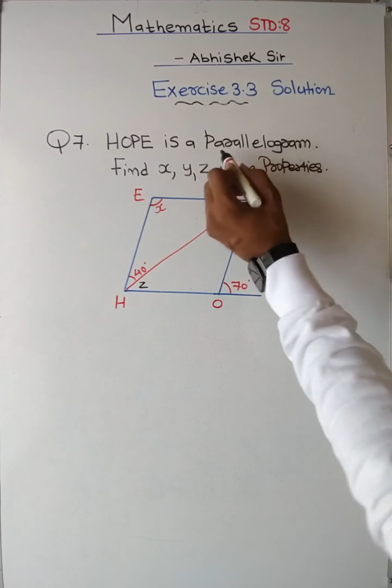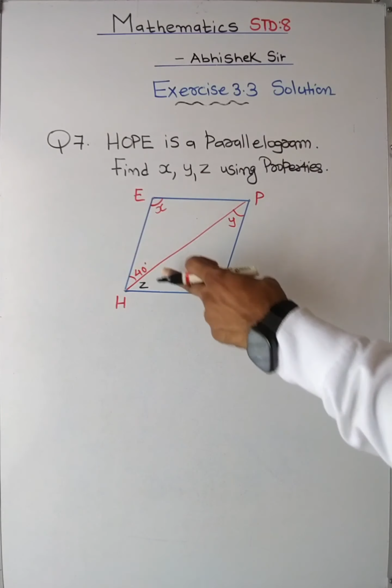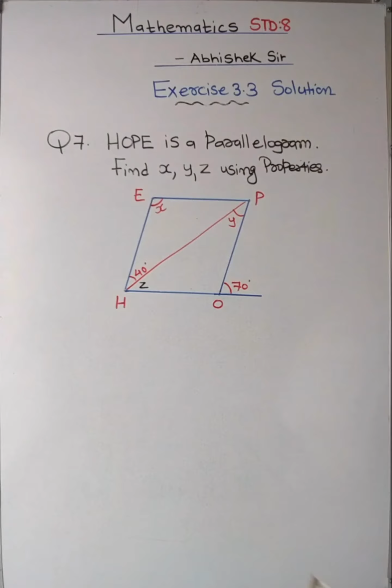Moving on to question number 7, it is given that HOPE is a parallelogram. Find x, y, z using properties. So it is quite a confusing figure. You can see various variables and two values are given, that is 70 and 40. Pause the video, draw the figure very carefully, and then only continue.